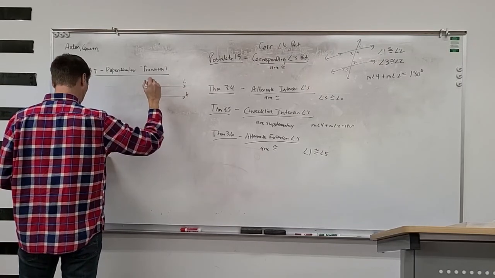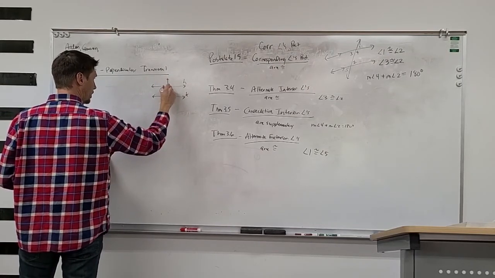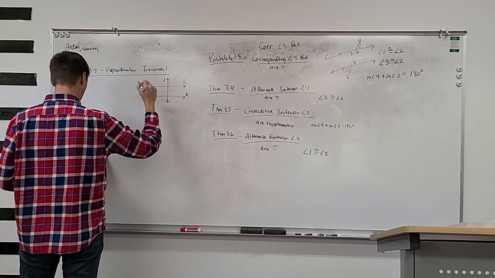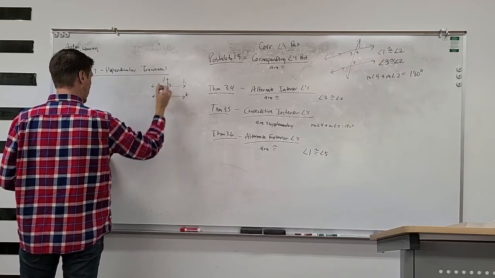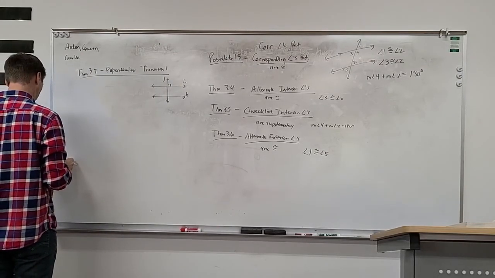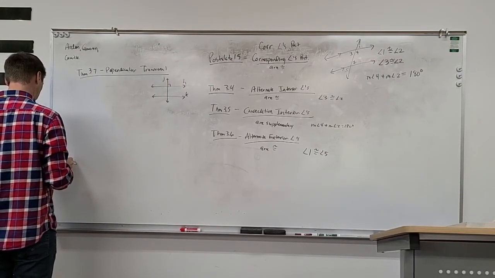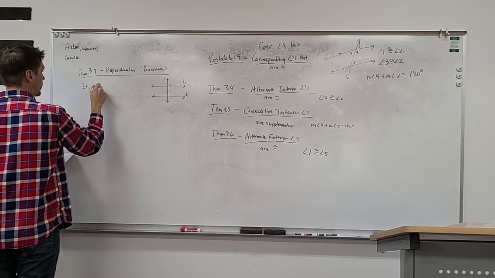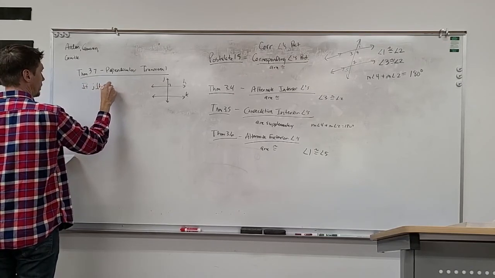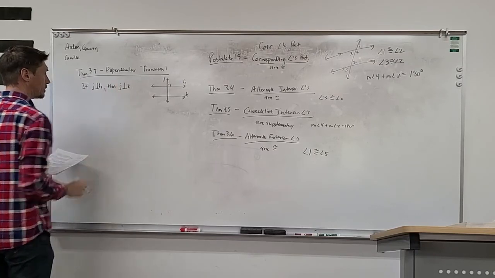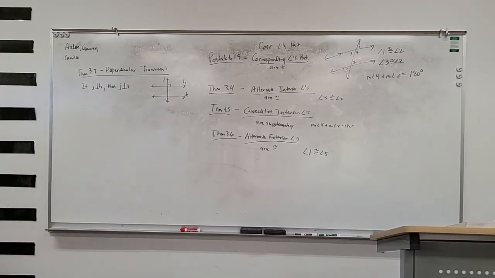It's H and K in line. I draw this one transversal, which I've labeled as J. And so it basically says if J is perpendicular to H, then J is perpendicular to K. So that's the gist of the theorem.